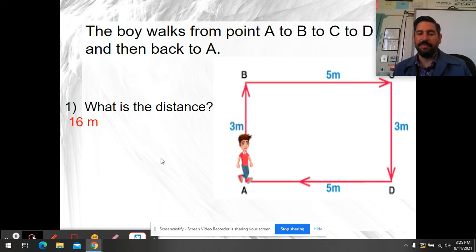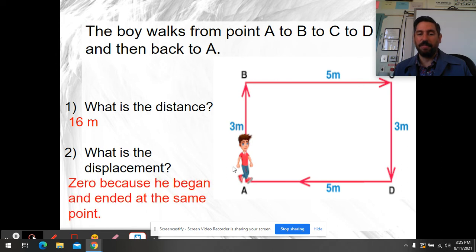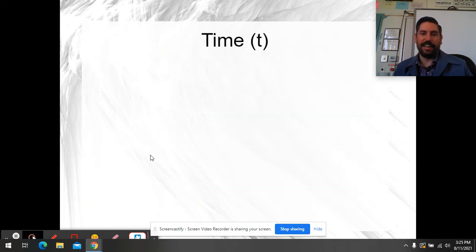Did you say 16? 3 plus 5 is 8, plus 3, 8 plus 3 is 11, and 11 plus 5 is 16. What would be the displacement? The displacement is 0, because he started at point A, he ends at point A. What's the distance between point A and point A? 0. All right, hopefully you got that.